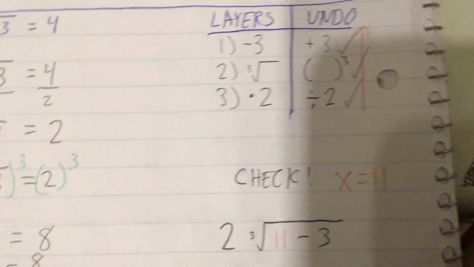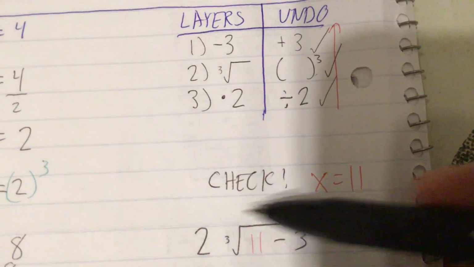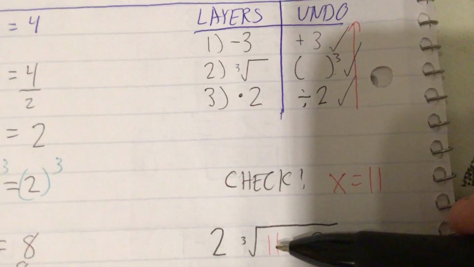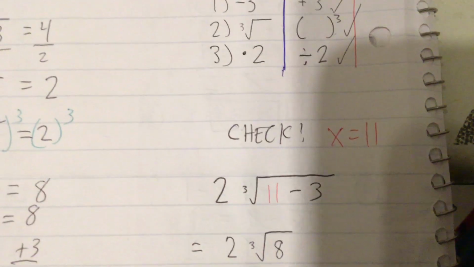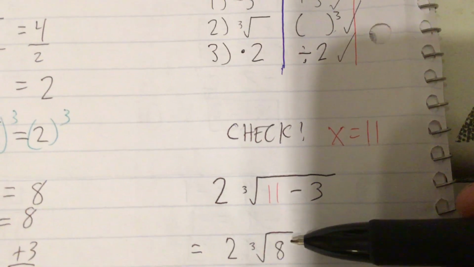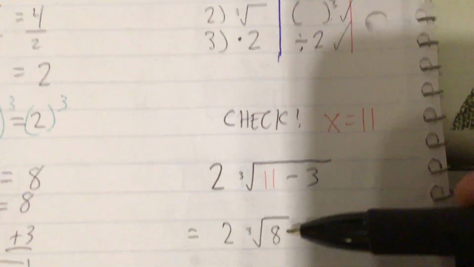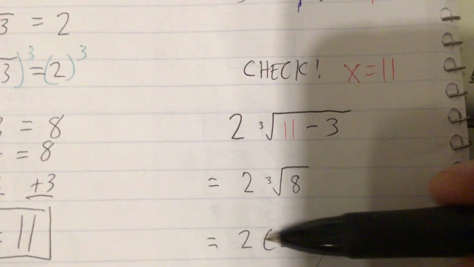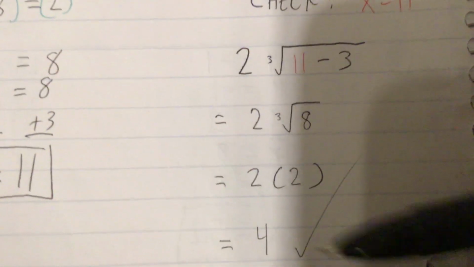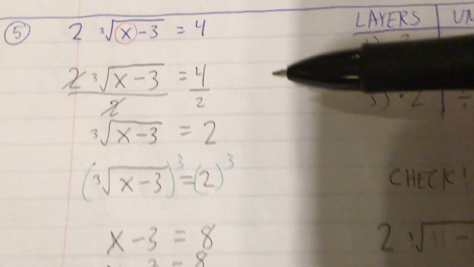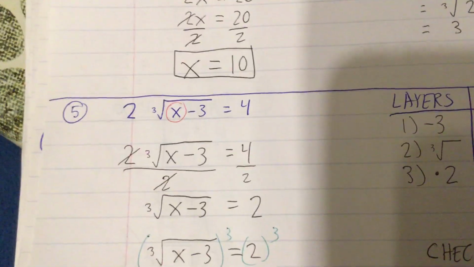So check my work. I'm going to plug in x equals 11. 11 minus 3 in the cube root is 8. The cube root of 8 is 2, so this is 2 times 2, or 4, and is that the output we wanted all along? Oh yeah, you bet it is.